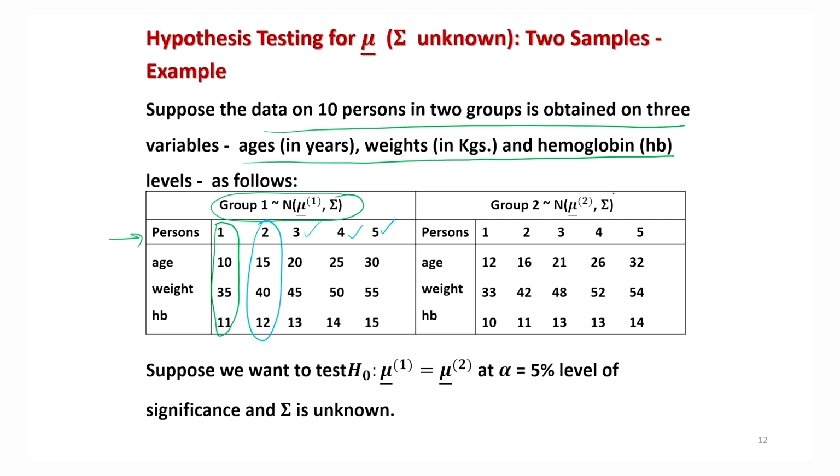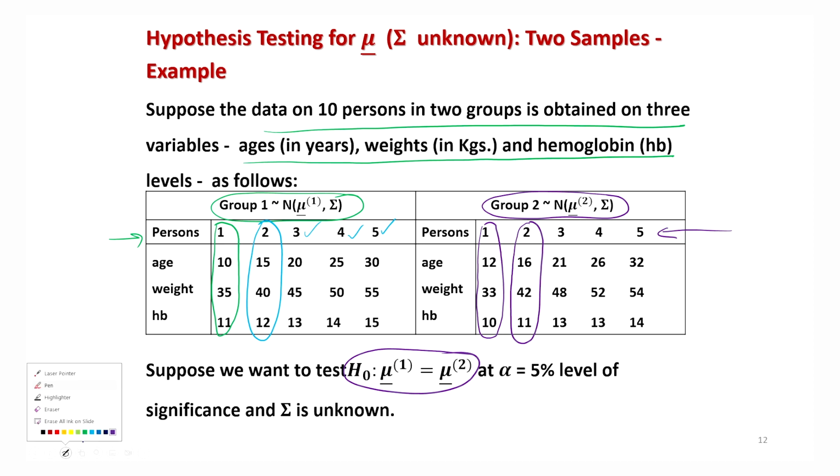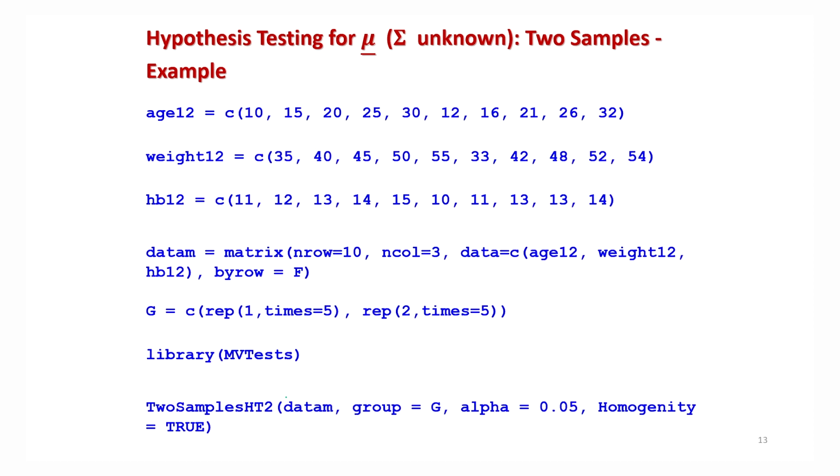Similarly, in group 2, the samples are drawn from normal mu2 sigma, and here also we have observations on 5 persons. For example, person number 1 in group 2 has age 12, weight 33, and hemoglobin level 10. Similarly, person number 2 has age 3 years, weight 42 kg, and hemoglobin level 11. Right. So now we have two samples, and we want to test the hypothesis H naught: mu1 equals mu2 at a 5% level of significance when sigma is unknown. First I have to give all the data.